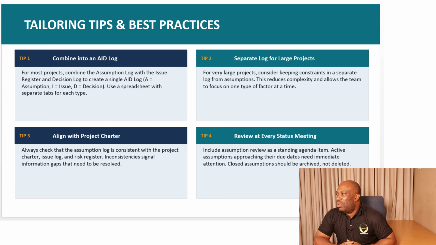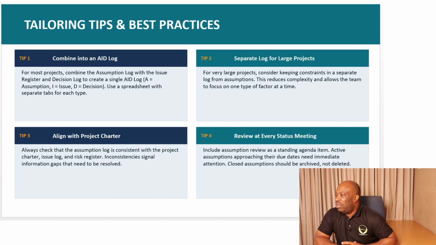Then the second one is that you can have a separate log for large projects. Especially for large projects, you want to have separate logs. For very large projects, consider keeping constraints in a separate log from assumptions. This reduces complexity and allows the team to focus on one type of factor at a time. Then when you're tailoring your assumption log, always align with the project charter. Project charter is the initial document that you have, and it also has sections on assumptions and constraints. Always check that the assumption log is consistent with the project charter, issue log, and risk register. Inconsistencies signal information gaps that need to be resolved. So that is very, very important.